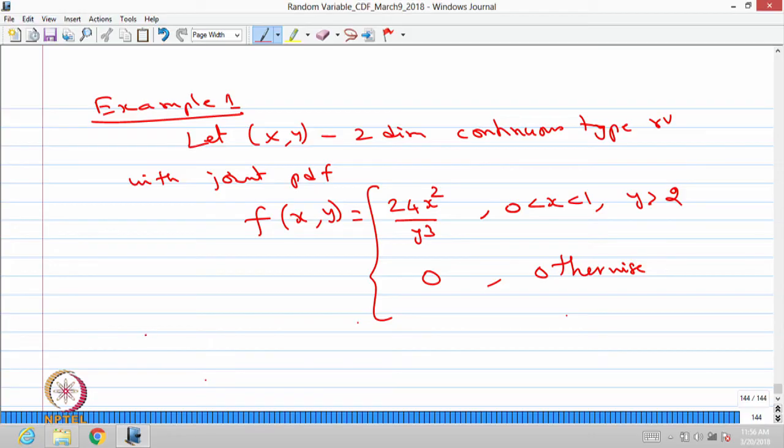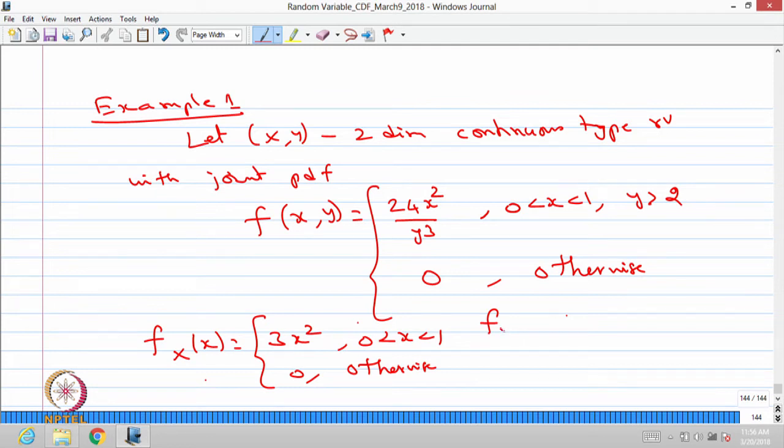Already in the same example we got the probability density function of x, that is 3 times x square when x lies between 0 to 1, otherwise 0. Similarly, we got the probability density function of y, that is 8 divided by y cube when y is greater than 2, 0 otherwise. Easily it can be verified.